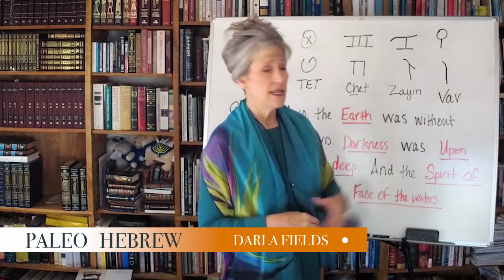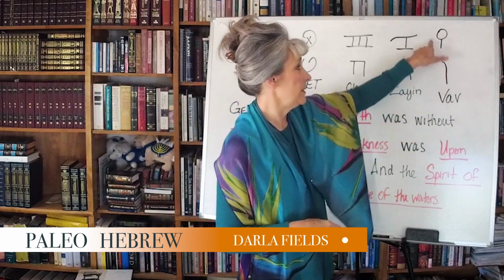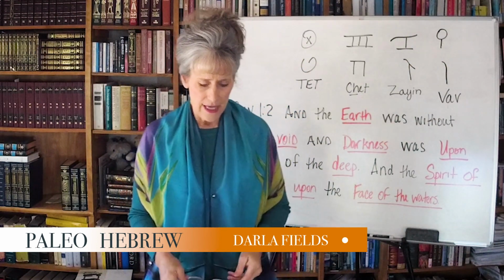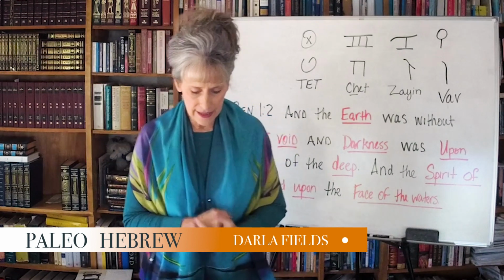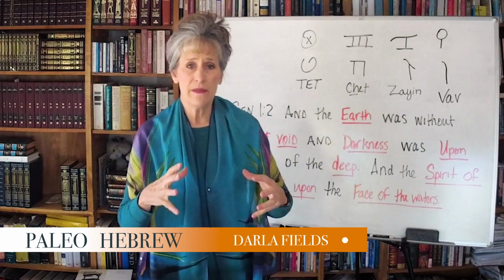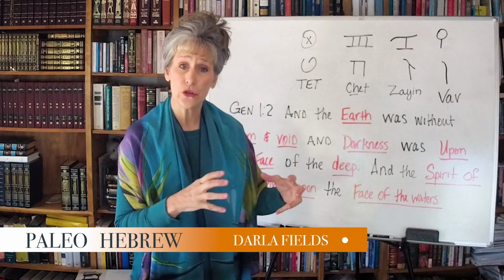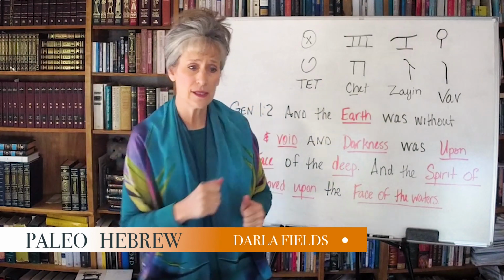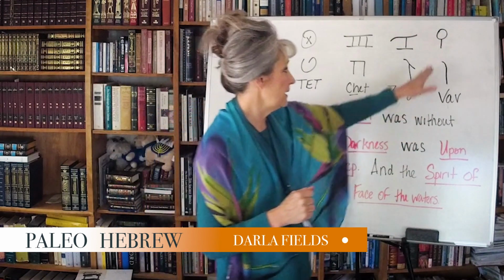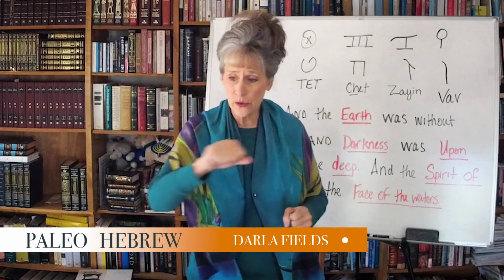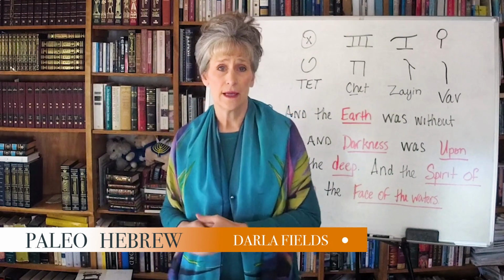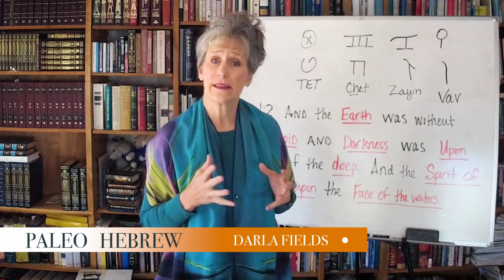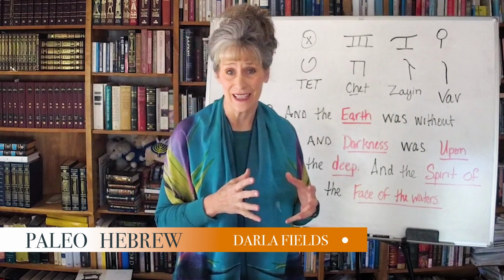So Vav, in its Paleo Hebrew form, is this little guy right here. And the concept of Vav is that it was a nail or a tent peg, and it means to add to, or there is something being joined to it. Okay, so you could just take like a tent peg and there was a rope that was going to be joined to it. If you're using a vav linguistically, and it's at the beginning of a word, it means and.